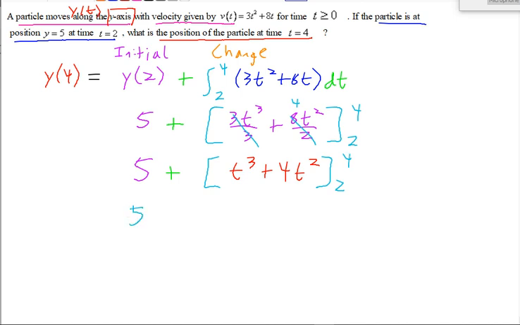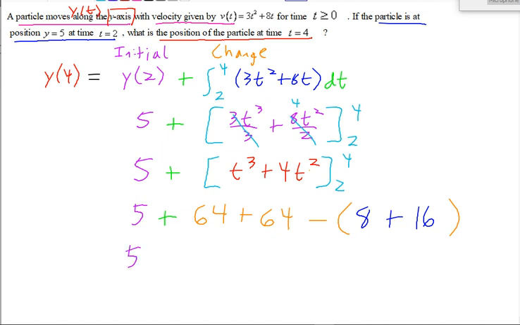So we get 5 plus, and you can substitute in the 4 first. So 4 cubed gives you 64, plus 4 squared times another 4, that's really like another 4 cubed, so that's another 64, minus, when you substitute in 2, 2 cubed is 8, plus 2 squared is 4 times 4 is 16.